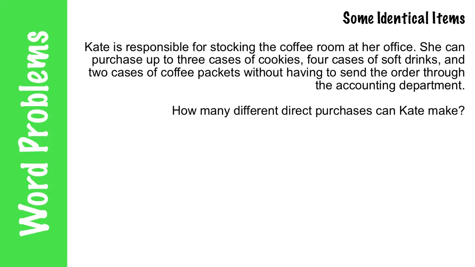And now a situation with some identical items. Kate is responsible for stocking the coffee room at her office. She can purchase up to 3 cases of cookies, 4 cases of soft drinks, and 2 cases of coffee packets without having to send the order through to the accounting department. How many different direct purchases can Kate make? Please note that she is making a purchase. So a little bit different.